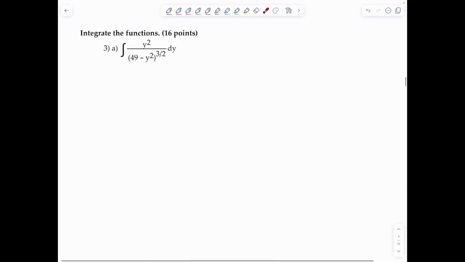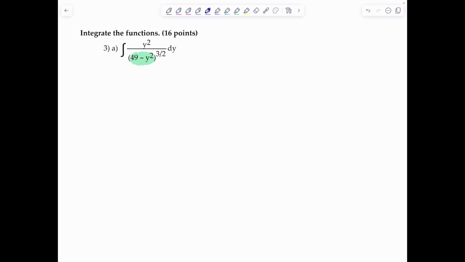Okay, here we go. More integration. Here we have an indefinite integral, this time y squared over 49 minus y squared to the 3/2 dy. Do you know what to do? It's trig sub time. Yes, it is. Okay, notice here, this expression is a constant minus the variable squared. So then we're going to use sine theta.